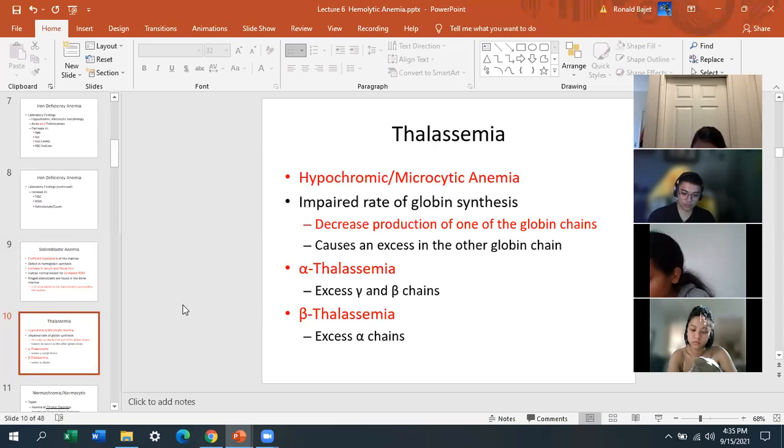In beta thalassemia, there's no gamma chain, okay? So you have an excess in the alpha chain. All right, there's no gamma. Okay, make sure you know that. So alpha thalassemia is a defect in alpha, beta thalassemia is a defect in beta, alpha has excess gamma and beta, and beta has only excess in alpha.